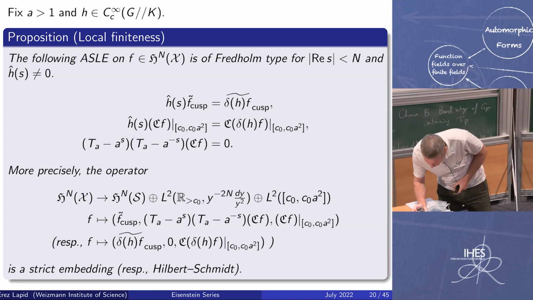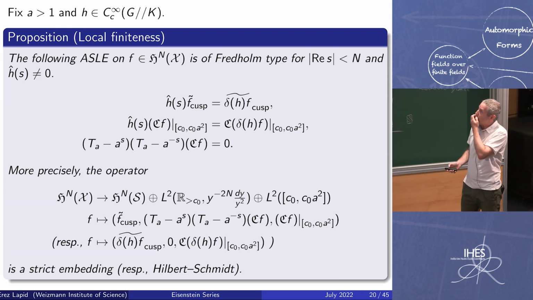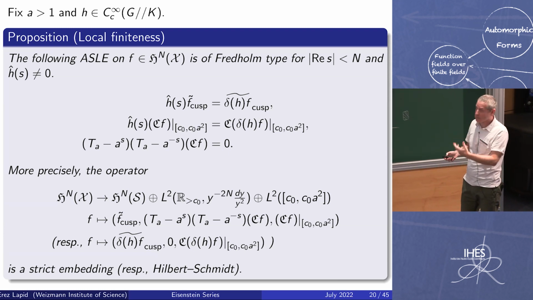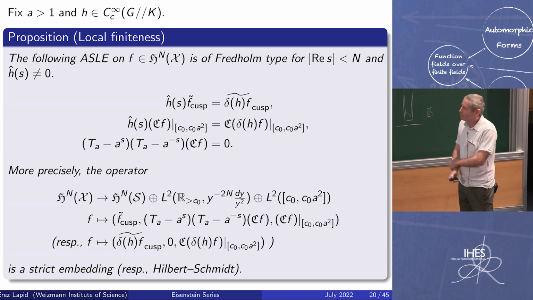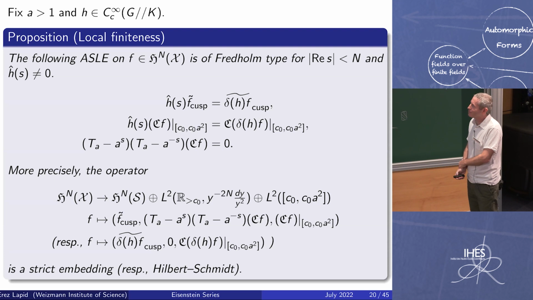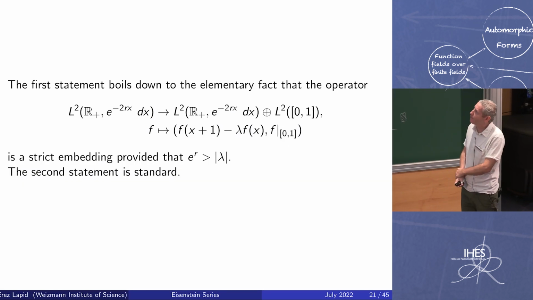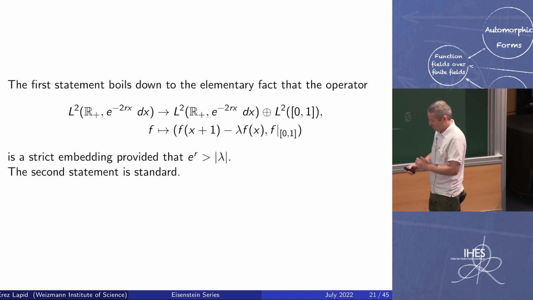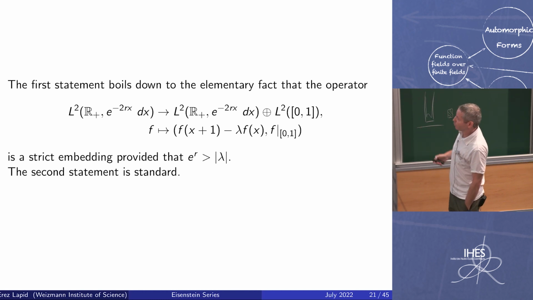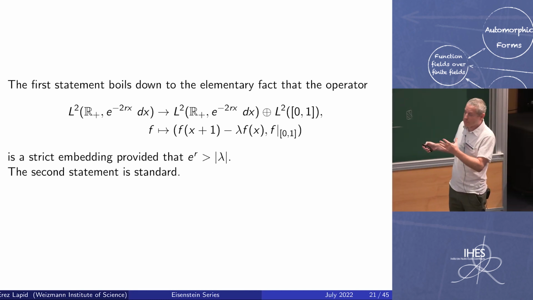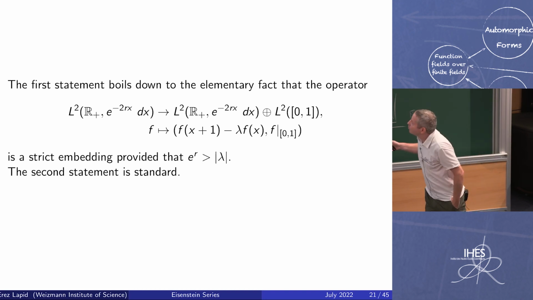And it's a very simple statement. Because the first part, the fact that it's a strict embedding, if you just write it down, what it means is the following very simple fact: if you look at a weighted L2 space of the positive reals with weight e to the minus 2rx, where r is just some parameter, and you perform the following operator.